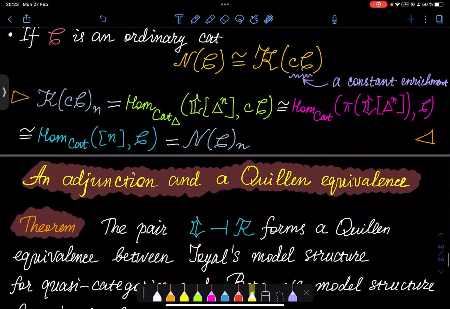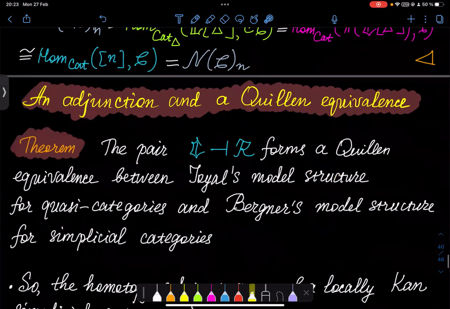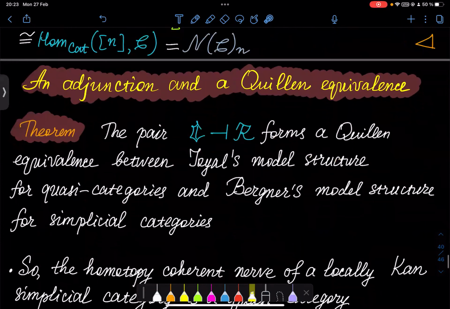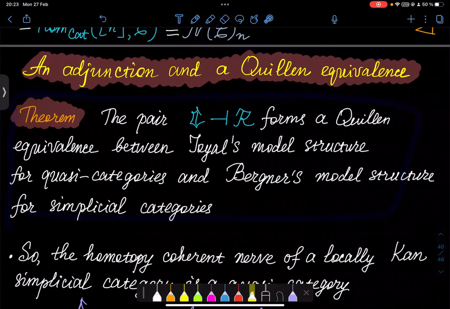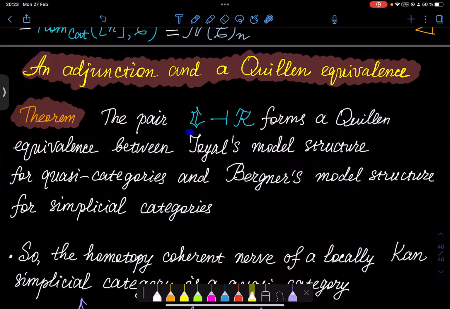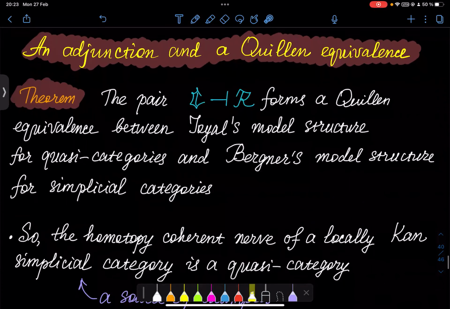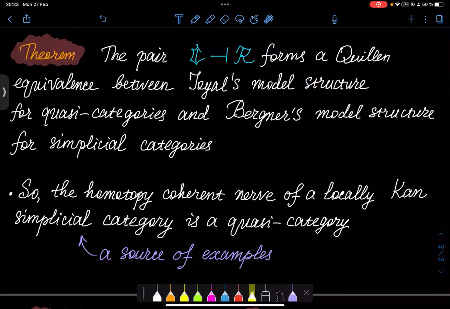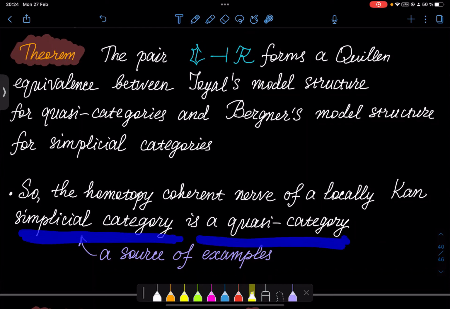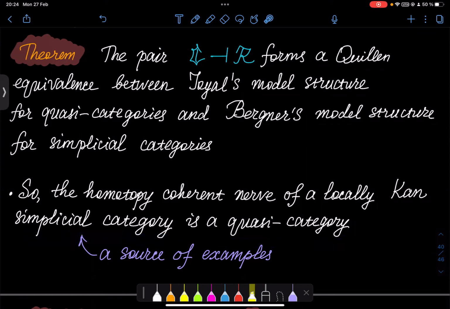Okay, so an adjunction and Quillen equivalence. There is the following important theorem. The pair consisting of the already constructed functor C and the homotopy coherent nerve forms an equivalence between the Joyal model structure for quasi-categories and Bergner's model structure for simplicial categories. So the homotopy coherent nerve of a locally Kan simplicial category is a quasi-category, and thus we have a way to construct quasi-categories.